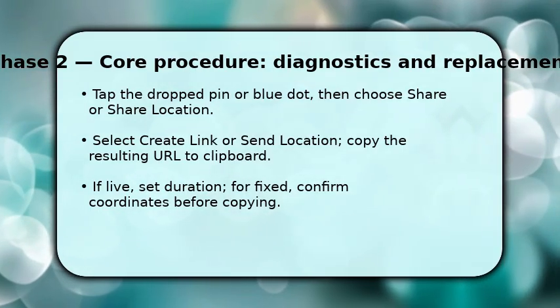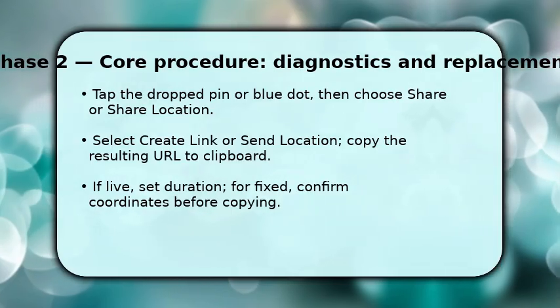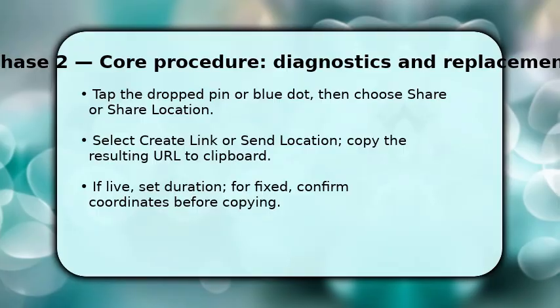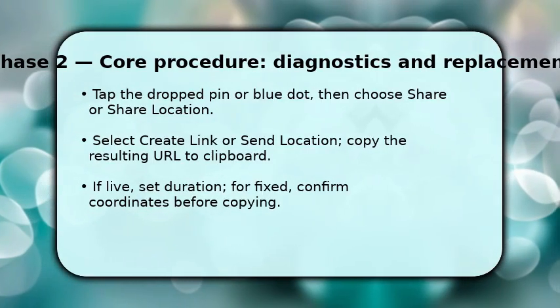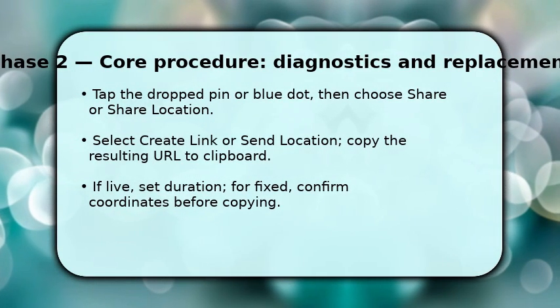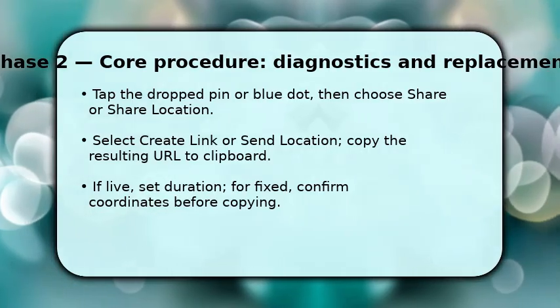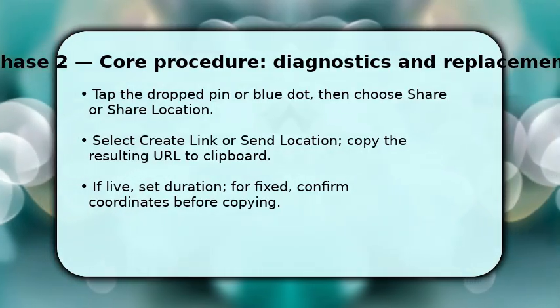If you selected Live Location, set the sharing duration so it stops after the period you want. If you chose a fixed pin, glance at the coordinates or address to make sure they are correct. Now you have a shareable map link ready for QR conversion.